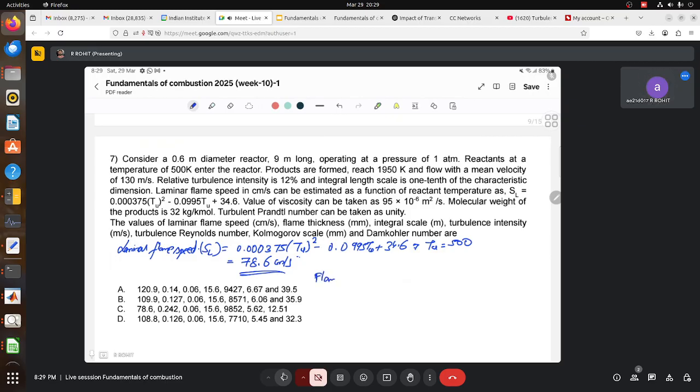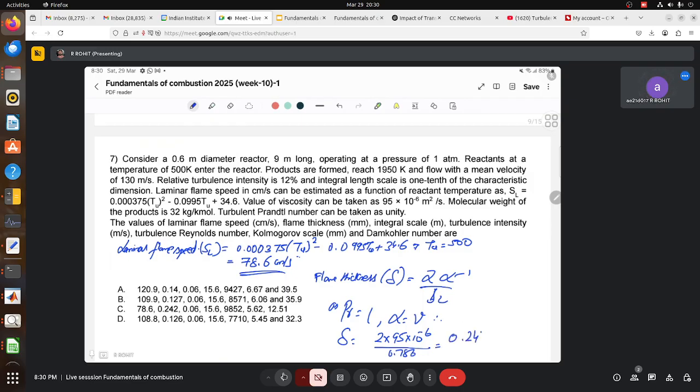Now the second one, the flame thickness delta, which can be written as 2 times alpha by SL. This is because as Prandtl number is equal to 1, your thermal diffusivity is equal to your momentum diffusivity. So therefore delta will be 2 times 95 into 10 to the power minus 6 by 0.786. So this comes close to 0.2417.